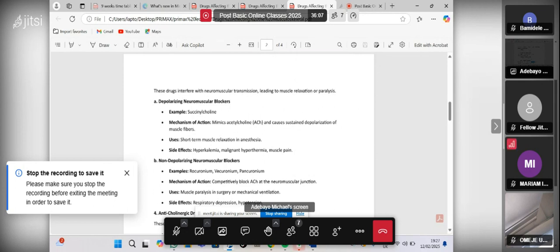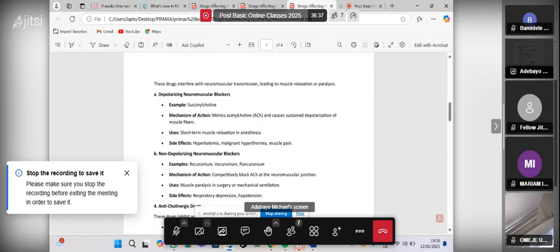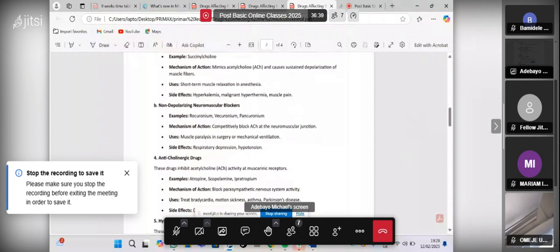So succinylcholine is a short acting neuromuscular blocker, and one of the indications is intubation and muscle relaxation. The side effect is why this drug is very important, and that is malignant hyperthermia. It is very, very important because of malignant hyperthermia.